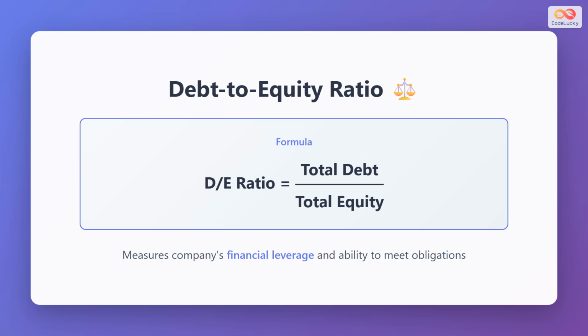The debt-to-equity ratio, often written as D/E ratio, measures a company's financial leverage. The formula is simple: divide total debt by total equity. This ratio reveals how much debt a company uses to finance its operations compared to equity from shareholders. It's a critical indicator of financial risk and shows whether a company can meet its long-term obligations.